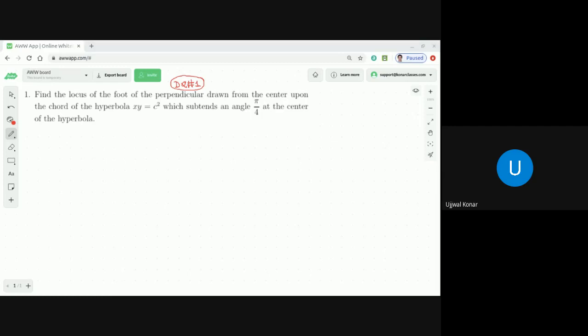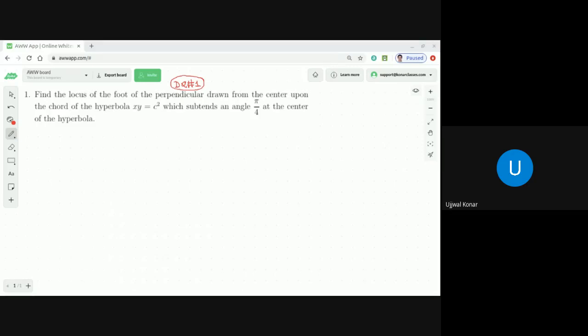Let AB be the chord of the hyperbola xy equal to c square. All of you please visualize as I say. You can draw also if you are not able to visualize, because it is an analytical way we can find the solution. Let AB be the chord of the hyperbola xy equal to c square, which subtends an angle pi by 4 at the center of the hyperbola. Here the points A and B are points on the hyperbola xy equal to c square, obviously. So let the slope of the lines OA and OB be m1 and m2 respectively.